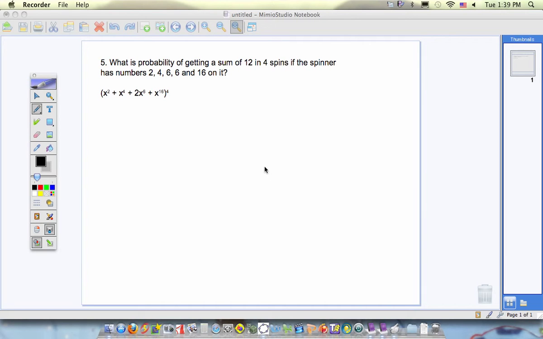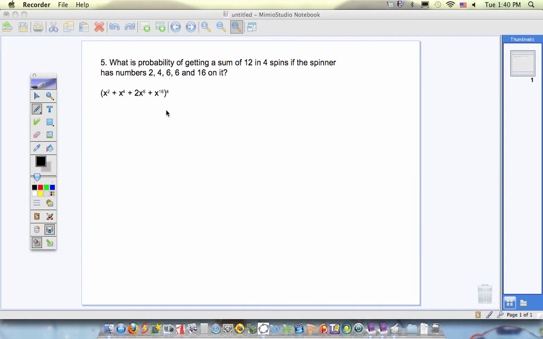Okay, so 7.3 is all about how we can use polynomials to look at problems like rolling a die and other types of repeated experiment type things. And so question number 5 from your worksheet said, what is the probability of getting a sum of 12 in 4 spins as described in number 3? So the spinner on it had the numbers 2, 4, 6, 6, and 16.